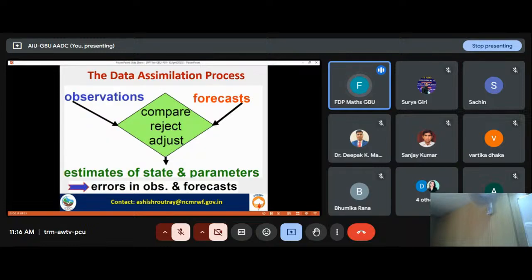So this uncertainty, I know this. Okay, I understand this uncertainty. Then I combine. I have a good observation, applied observation data, compare, reject, accept. These things I have to compare.